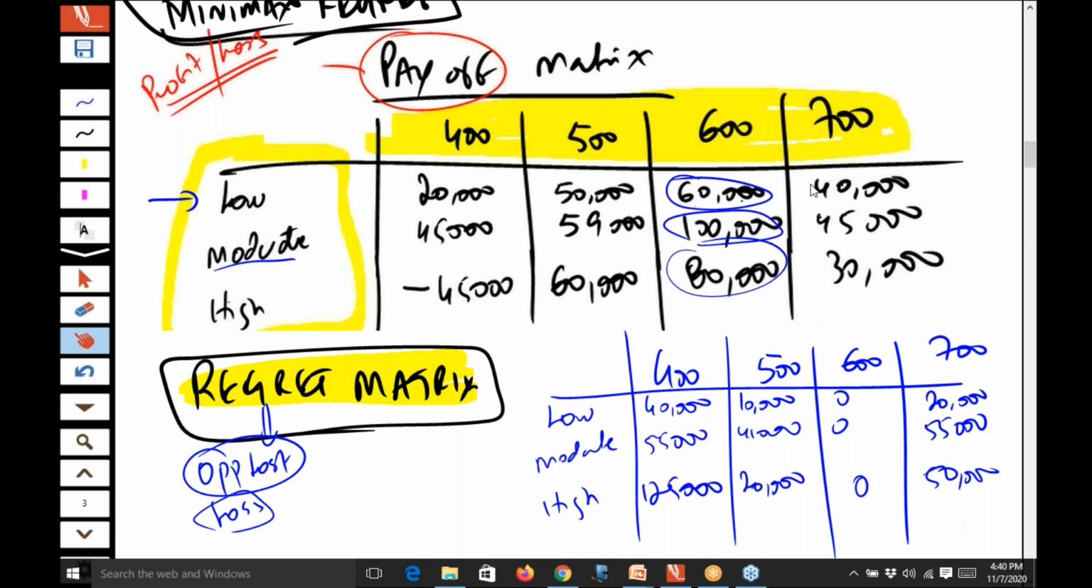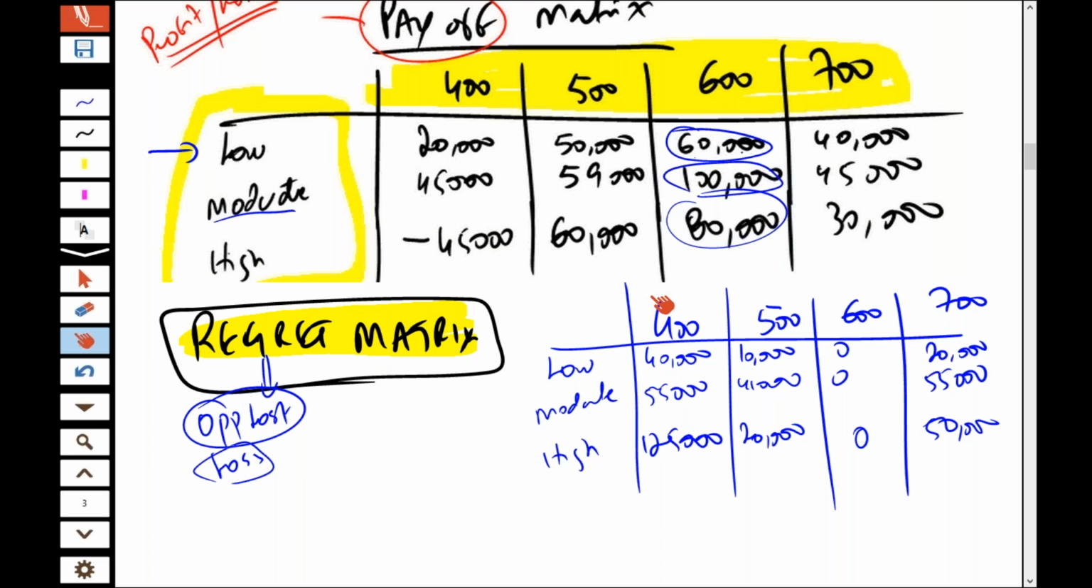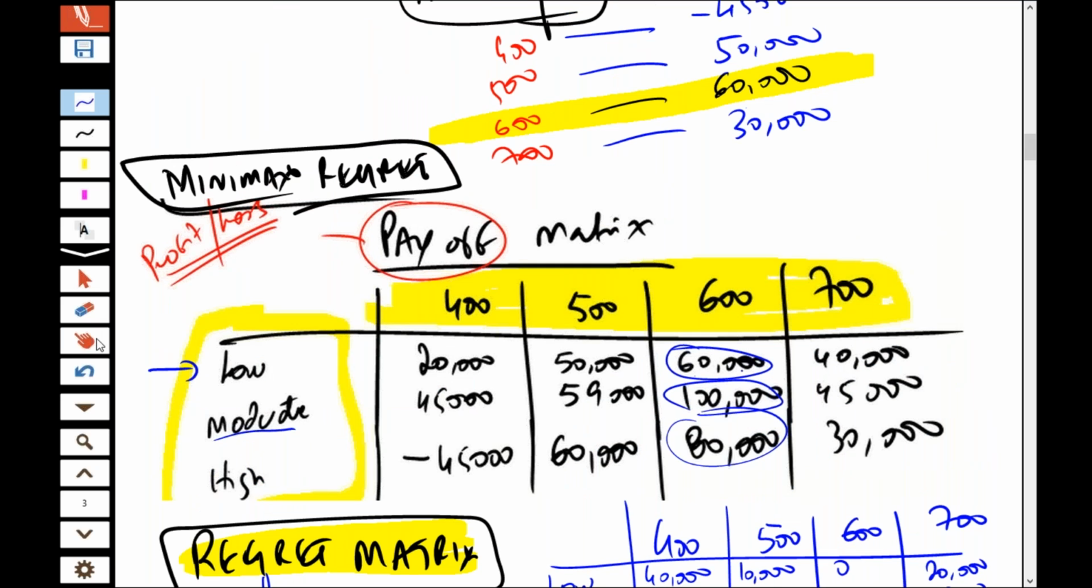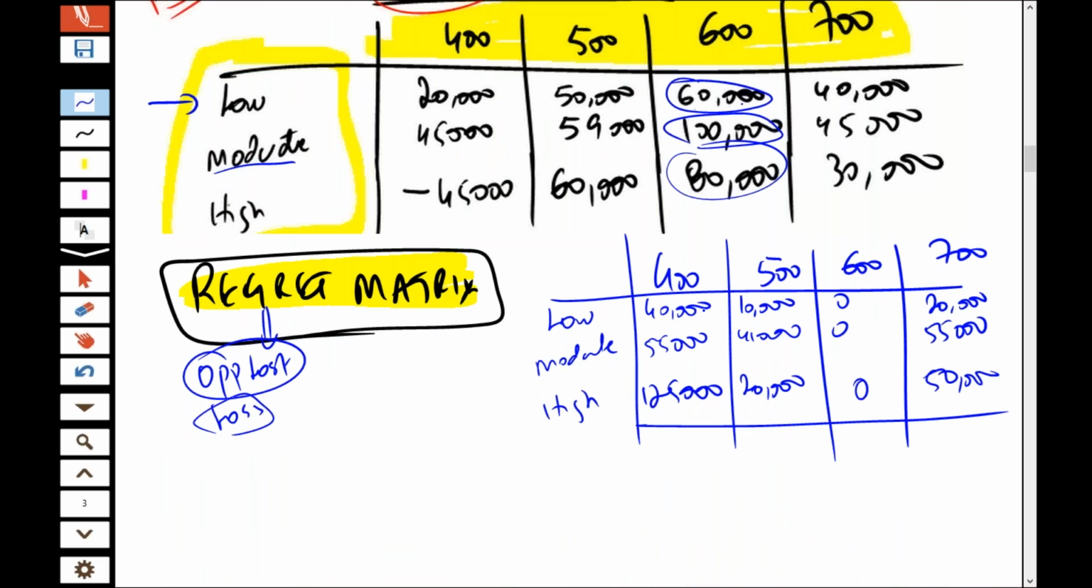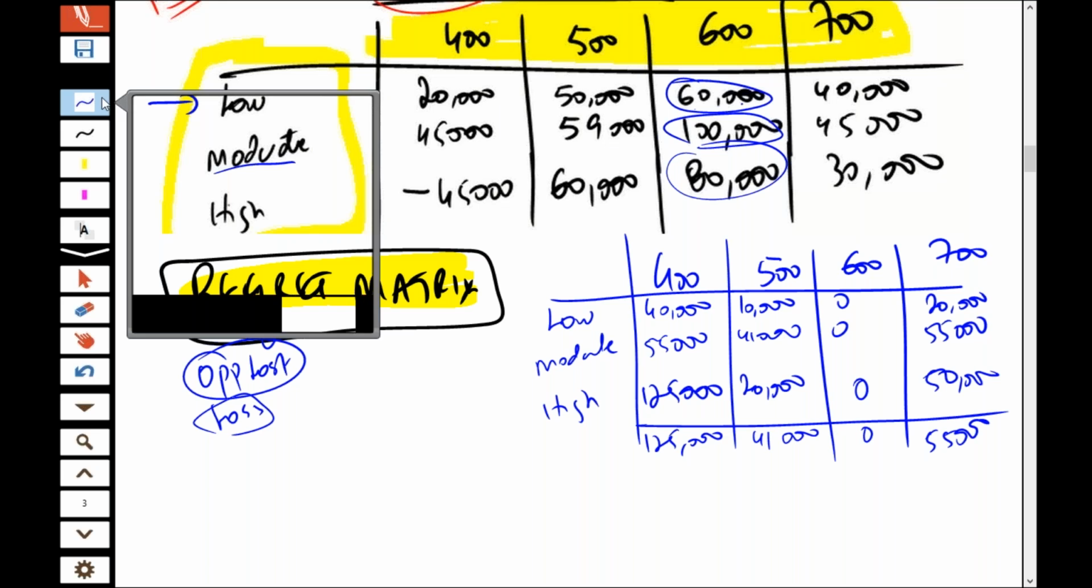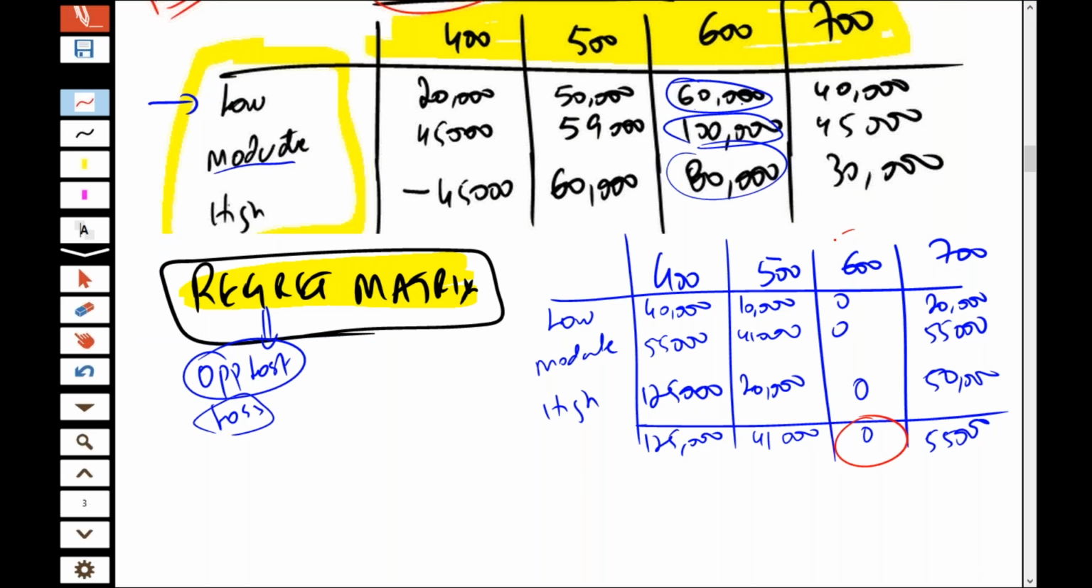Is that okay to you now? That is how we establish the regret matrix. Once you have established the regret matrix, what is going to happen next? It's minimizing the maximum regret. So you would identify the maximum regret everywhere, and then minimize the maximum regret. That means again the answer is going to be 600 in this scenario also.